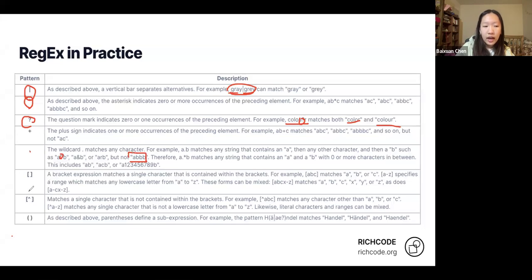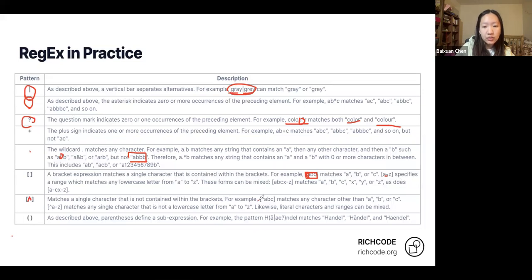Okay. And then a bracket expression matches a single character that is contained within the brackets. So for example, this means we have one bracket, that's one character, and between the brackets we can use a dash to represent all the numbers in between instead of writing everything out. So it's like a range. And then we also have the caret in a bracket, which represents a single character that is not contained within the brackets.